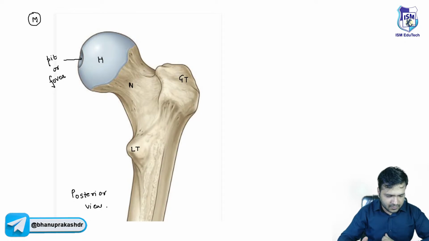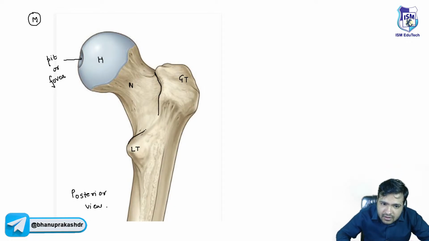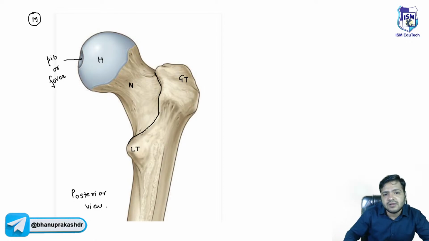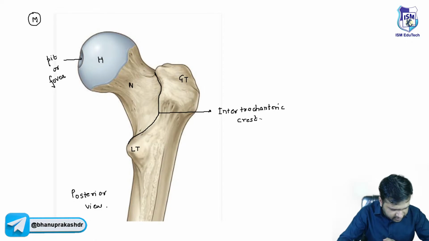So yes, remember beta, this is the neck part, and if you can see this, beta, this is the intertrochanteric crest. Okay, it is the intertrochanteric crest. I hope this is clear to everyone.